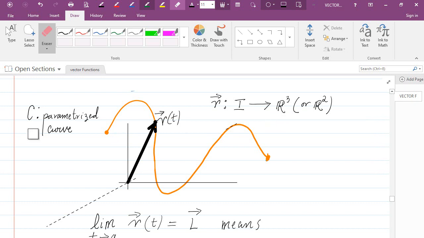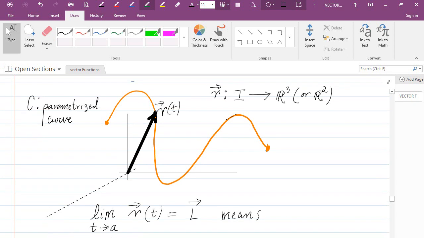Now, if we have a curve C that is parameterized by this vector function R, what we mean is that each point on the curve is the value of this function R at some input t. I'm putting an arrow on top of R to signify that it is a vector function, but most of the time I don't put that arrow. I'll be a bit sloppy with the notation, but the context should be clear.